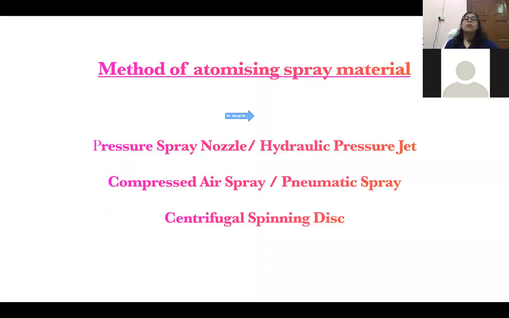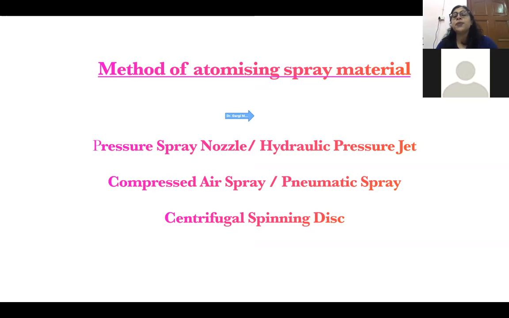So first is type of atomizing spray material. There are three types of spray drying under this heading. One is pressure spray nozzle or hydraulic pressure jet. Second is compressed air spray or pneumatic spray. And third is centrifugal spinning disc. I have discussed all three in the previous lecture. Any question in these three points? Any form of confusion? No, ma'am.